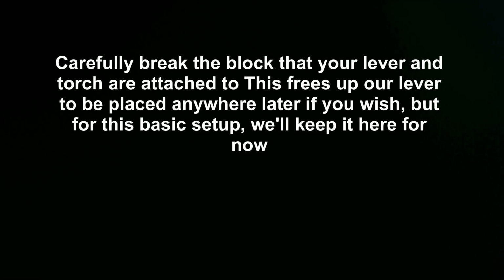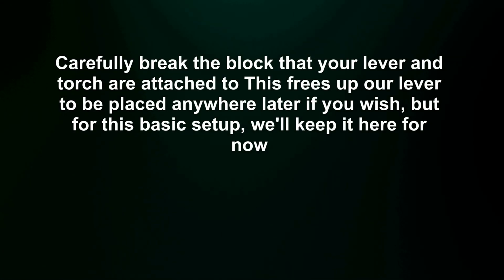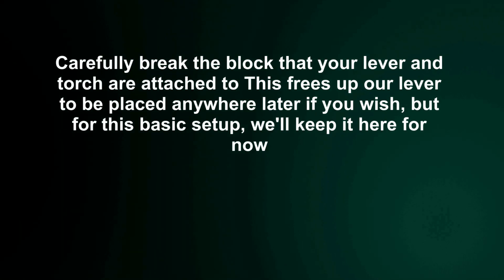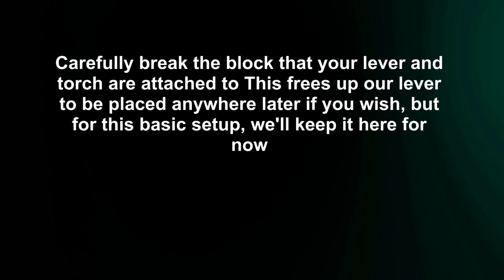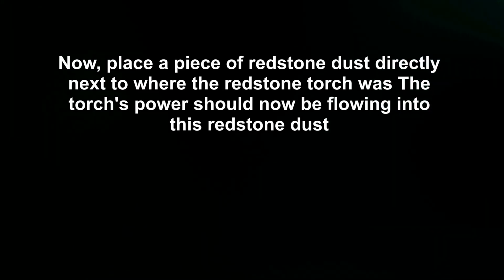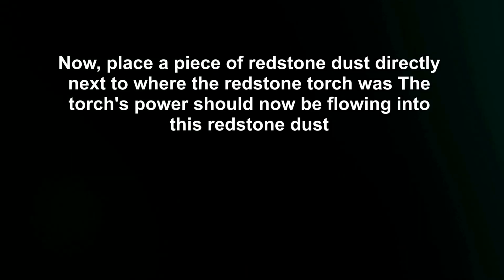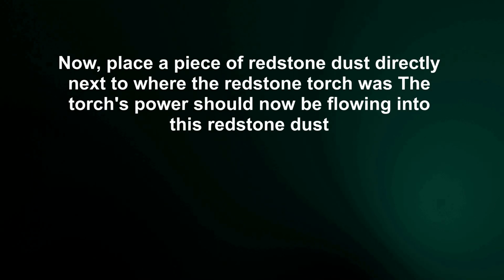Carefully break the block that your lever and torch are attached to. This frees up our lever to be placed anywhere later if you wish, but for this basic setup, we'll keep it here for now. Now, place a piece of redstone dust directly next to where the redstone torch was. The torch's power should now be flowing into this redstone dust.